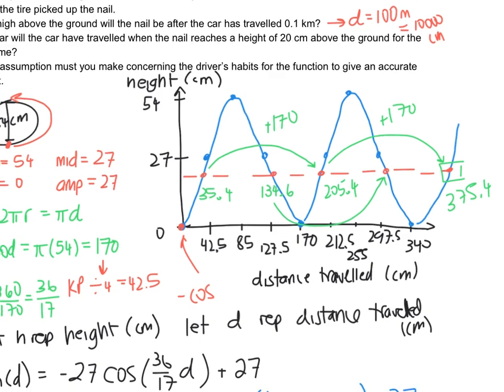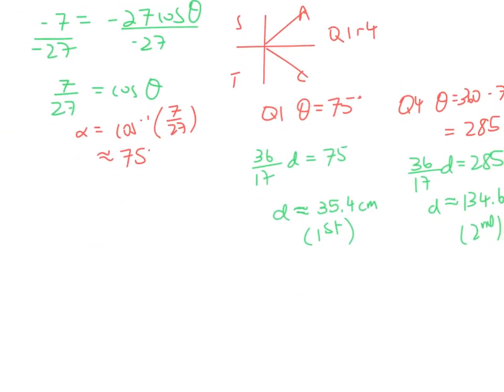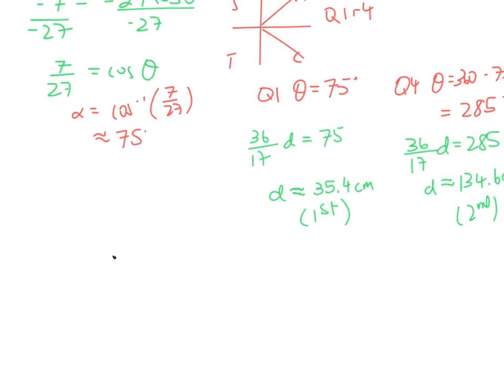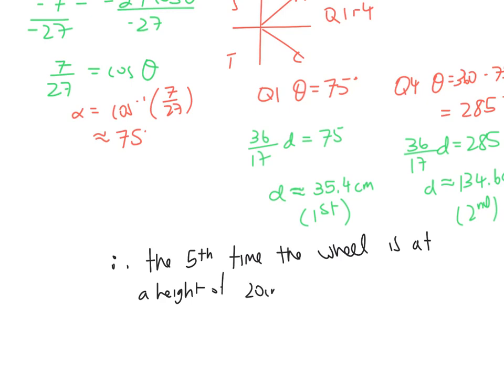So now let's go ahead and write our therefore statement. Therefore, the fifth time the wheel is at a height of 20 centimeters is when the car traveled 375.4 centimeters. And there it is.